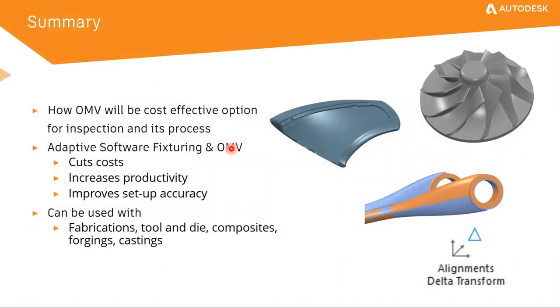Going through the summary, what we covered in this session: how OMV will be helpful for you and what the processes involved in PowerInspect are. How you can efficiently generate the probe sequence or probe toolpath and how to edit it, and what the various methods for creating the probe path are. Then we discussed adaptive software fixturing, and how it will increase your productivity and improve your setup accuracy. These are the topics we covered this session.